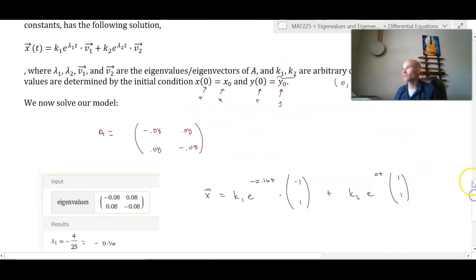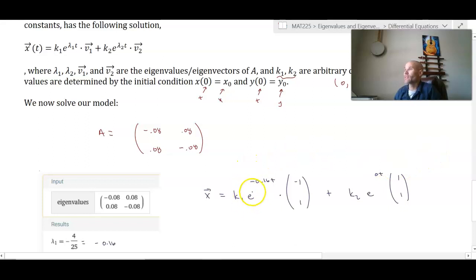Okay, any multiple of an eigenvector is an eigenvector, so we don't necessarily have to have these ones, because k1 and k2 will be computed based upon our initial conditions. Okay, so what I'd like to point out here is something interesting.